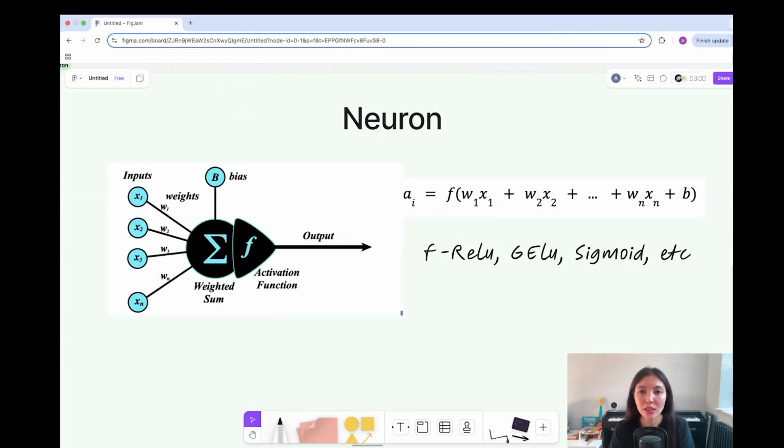Neuron is essentially a single element of computation that processes input and produces output, typically through a weighted sum of inputs followed by a nonlinear activation function. We denote it with f here, and it can be ReLU, GeLU, sigmoid, etc. Output of the neuron is referred to as an activation.